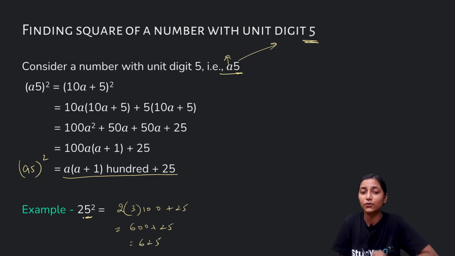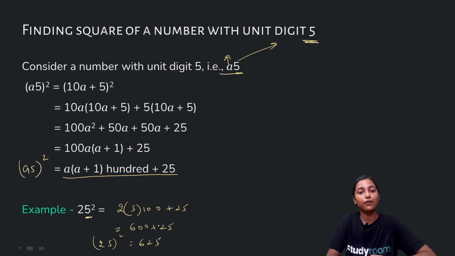You can check this, you know this. You should actually remember some of the square numbers. So 25 square is actually 625. And how did you solve it? You did not multiply 25 with 25, but we had a formula for such numbers that end with 5, and that formula is A into A plus 1 into 100 plus 25. Then you solved it, you got 625, which is actually the square of 25.